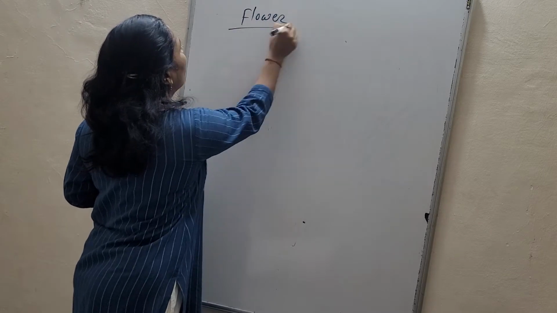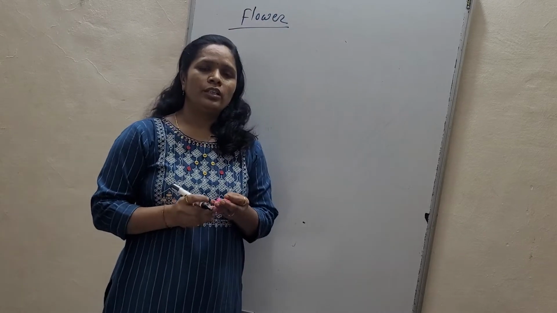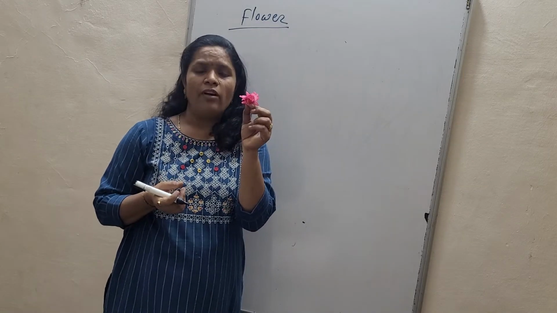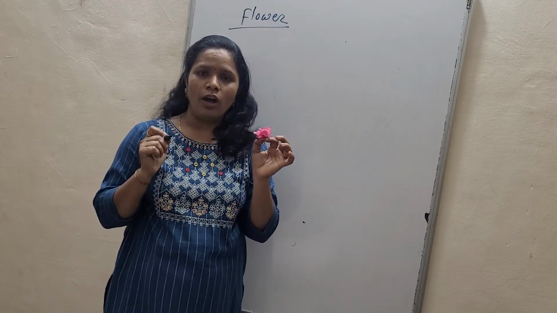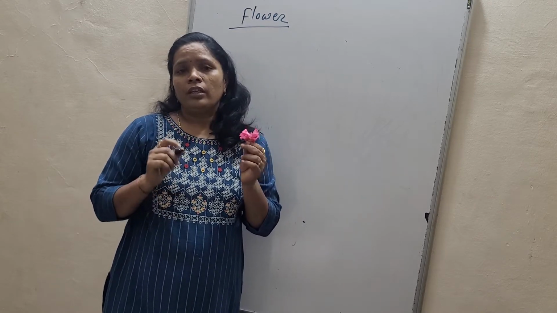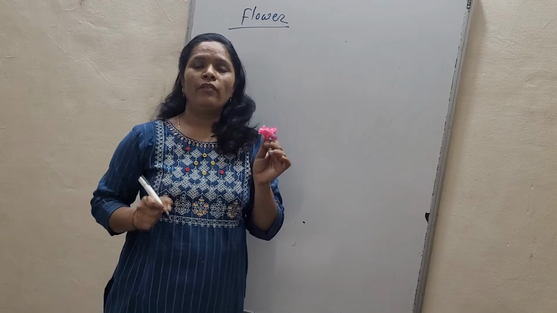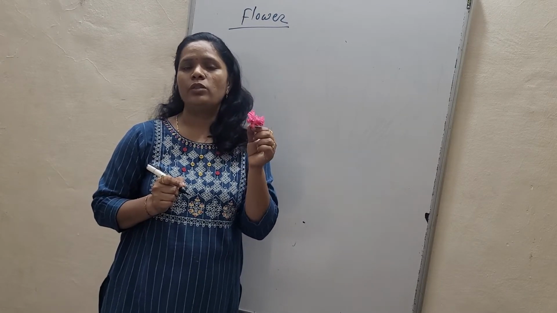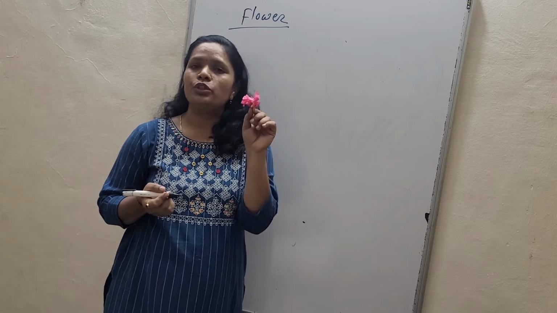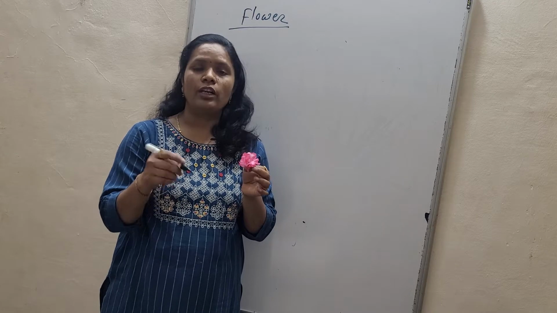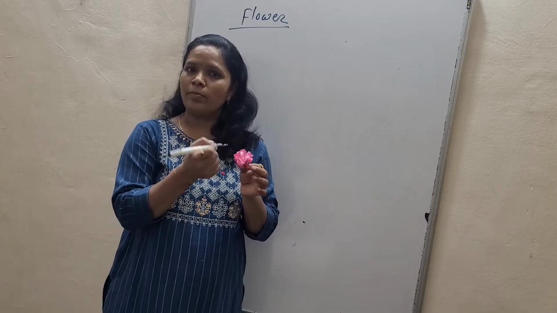I think you all know very well the structure of a flower. This is the structure of a flower, and I think you all know the definition of a flower. It is a highly modified reproductive shoot of the plant body, called the flower. Why does the plant produce this beautiful structure? The main purpose is reproduction, for regeneration of new young ones. This is the main purpose.